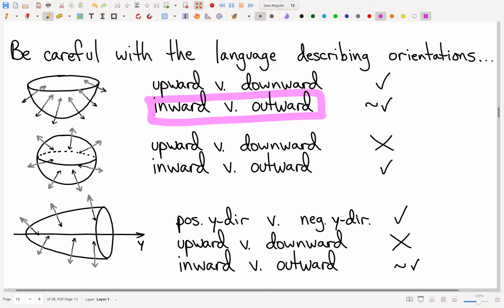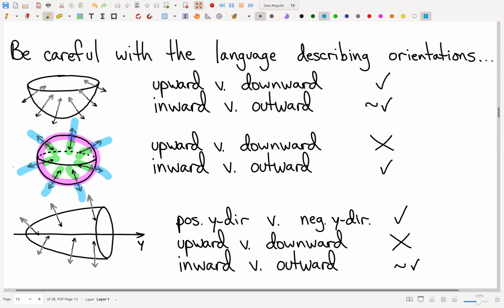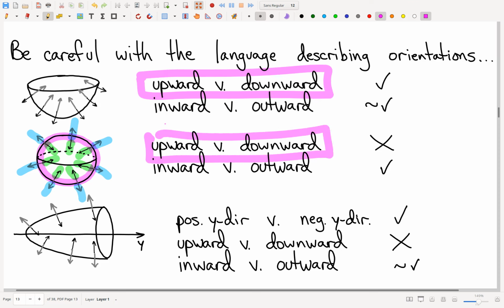Okay. Now, different surface, different language issues. So, for example, let's think about a sphere. And a sphere has two possible orientations. There's that one, and there's this one. So how would you distinguish between these? Now, we were very happy with the paraboloid with this language, upward versus downward. So I don't know, maybe let's think upward versus downward. Does that do the job? No, it really doesn't. Upward?